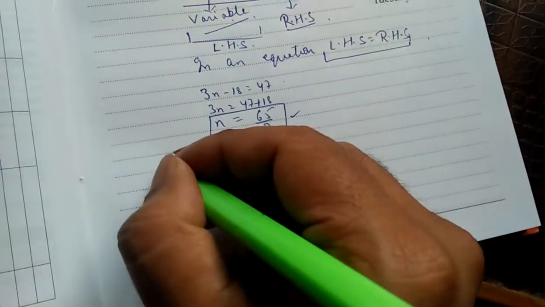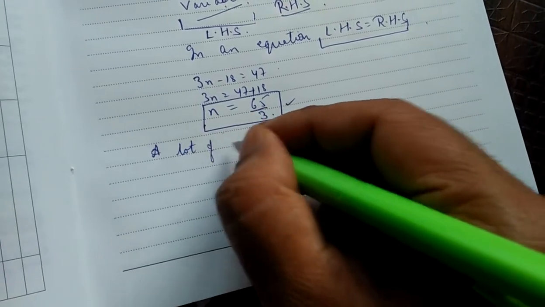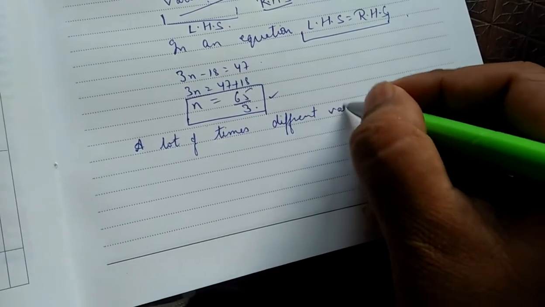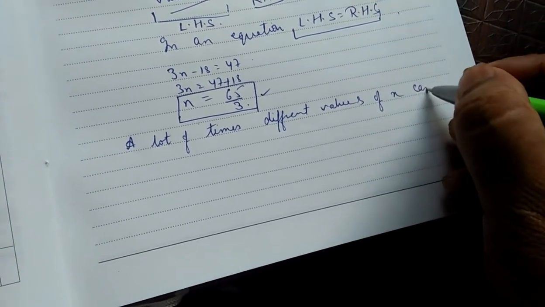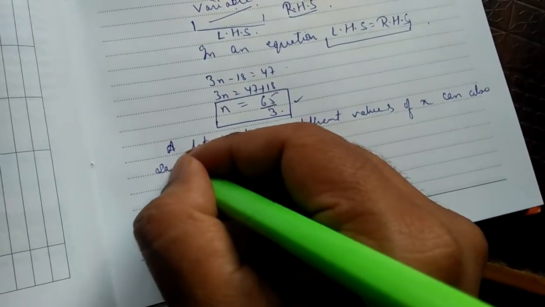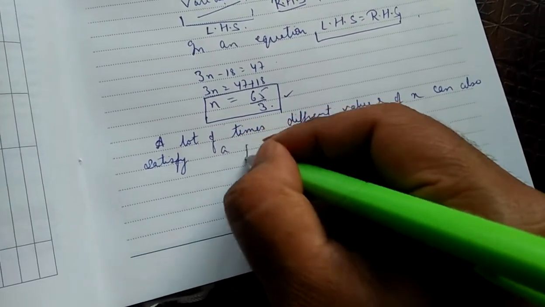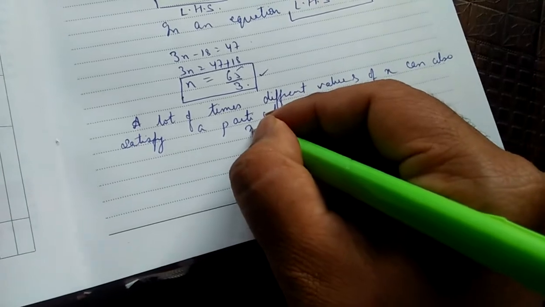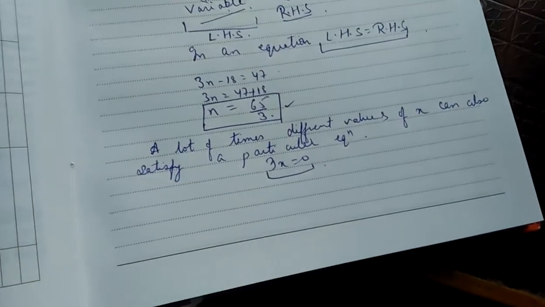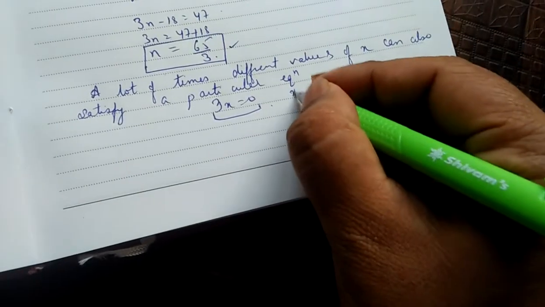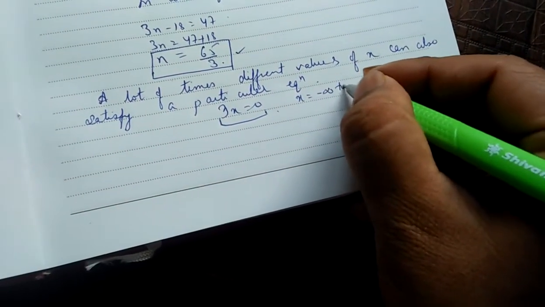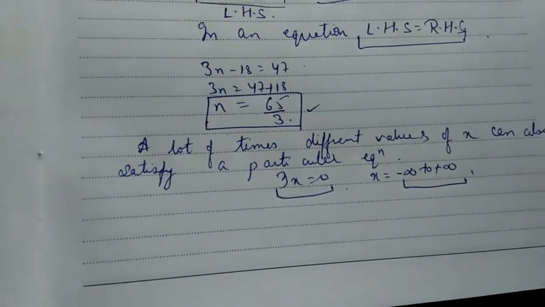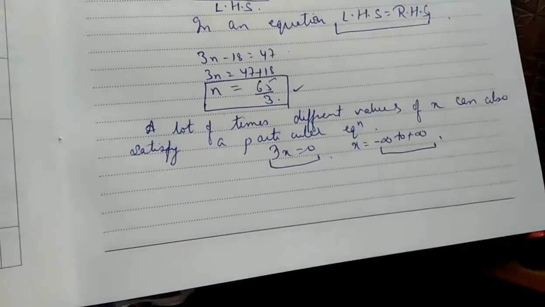However, a lot of times different values of x can also satisfy a particular equation. Okay, let's say 3x is equal to 0. Okay, so x here can be anything from minus infinity to plus infinity. All right, so sometimes if multiple values of x are needed to satisfy an equation, we can denote that by an equation.